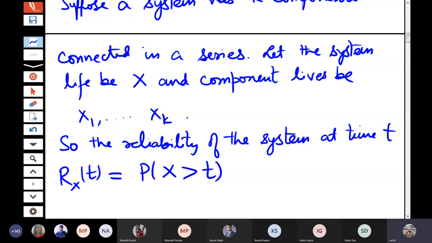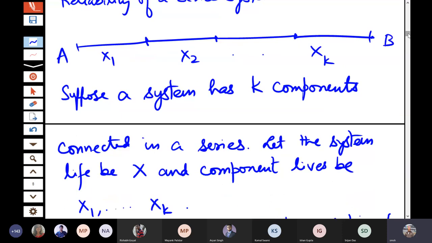So if the system is connected in series, then at time t the system will work if each of these is functioning. As I mentioned to you, the component at my end should be functioning.